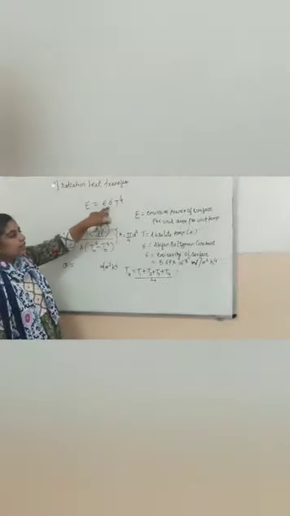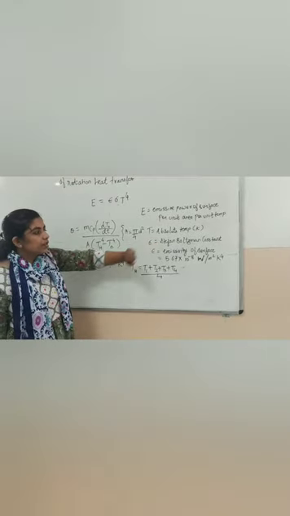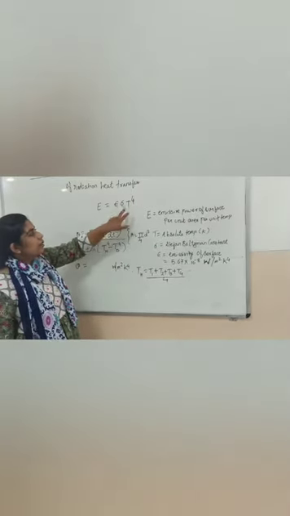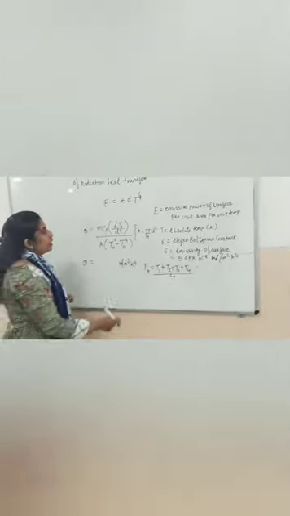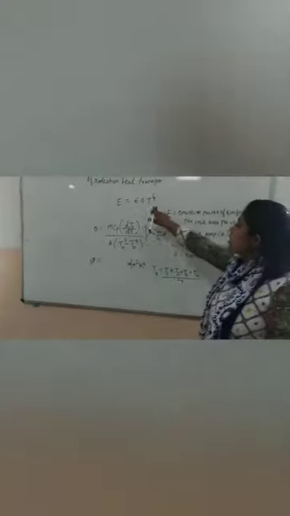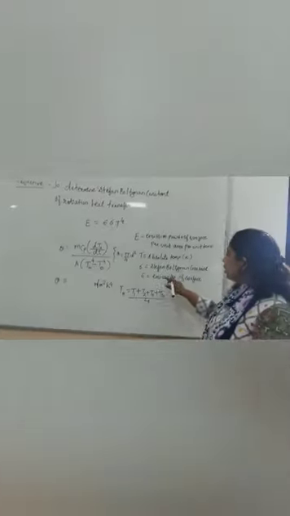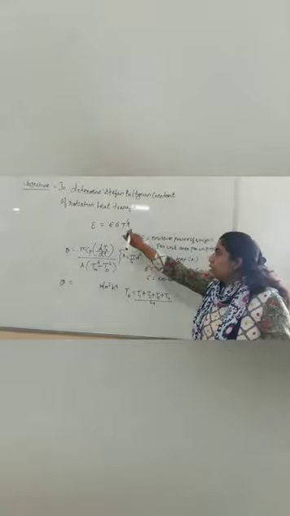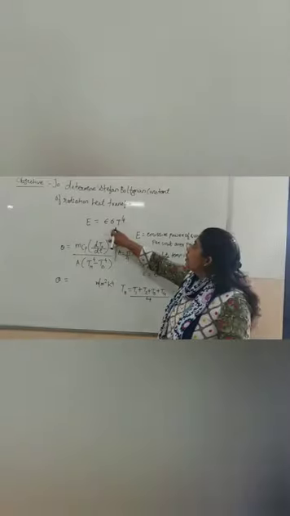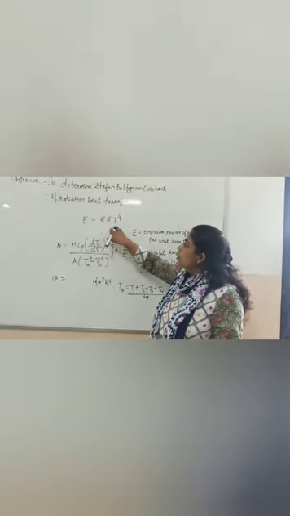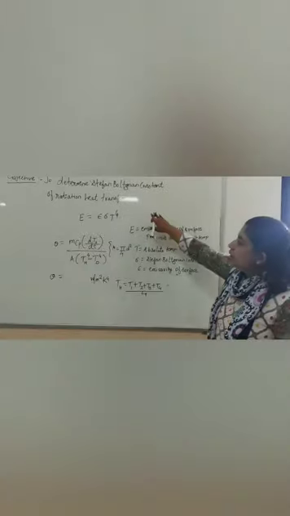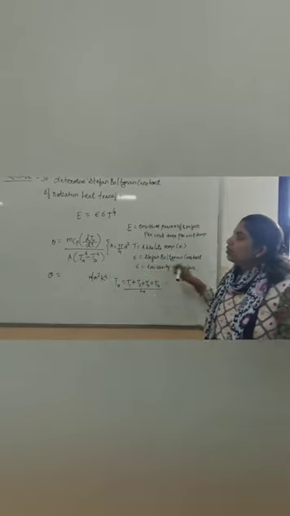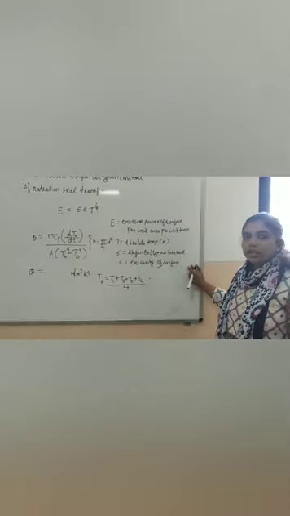And what is the sigma? Sigma is the Stefan-Boltzmann constant. And what is the T? T is the absolute temperature, raised to the fourth power. This is the Stefan-Boltzmann law. So by using this law, we can calculate the Stefan-Boltzmann constant in the experiment.